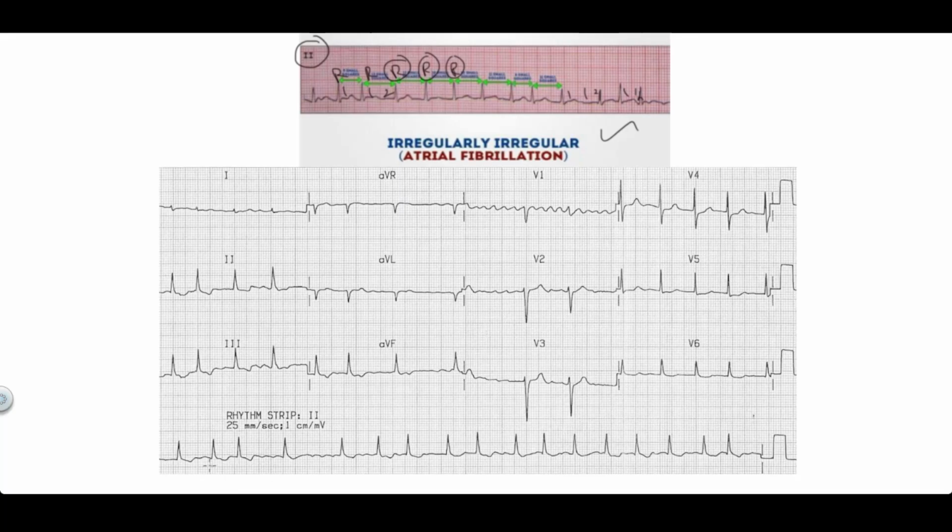This is another example where you can clearly see this RR interval varies on this lead 2. There is no P wave before QRS complex. These are all the fibrillatory waves. So this patient is having the atrial fibrillation.